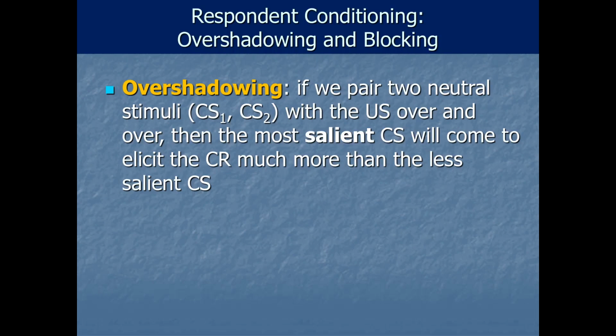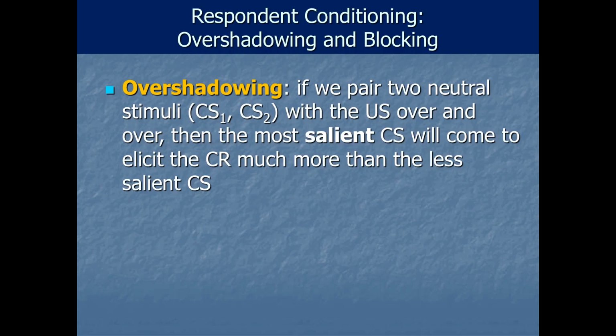So if we pair, let's say, two neutral stimuli, we'll call them CS1 and CS2, consistently with the US over and over, so they keep coming before the US shows up, then the most salient conditioned stimulus of those two, the one that stands out the most, will come to elicit the conditioned response much more than the less salient, the less noticeable conditioned stimulus.